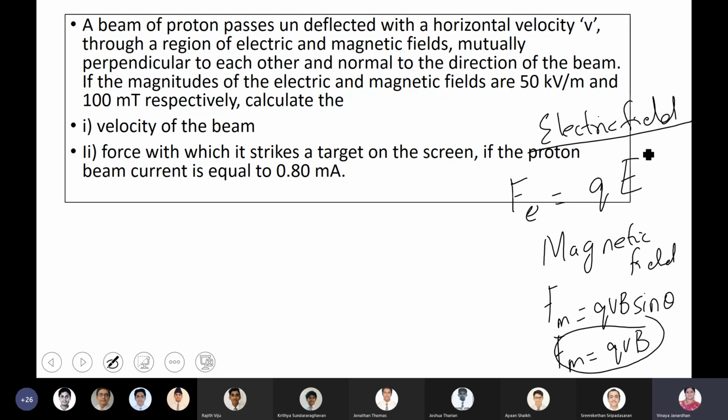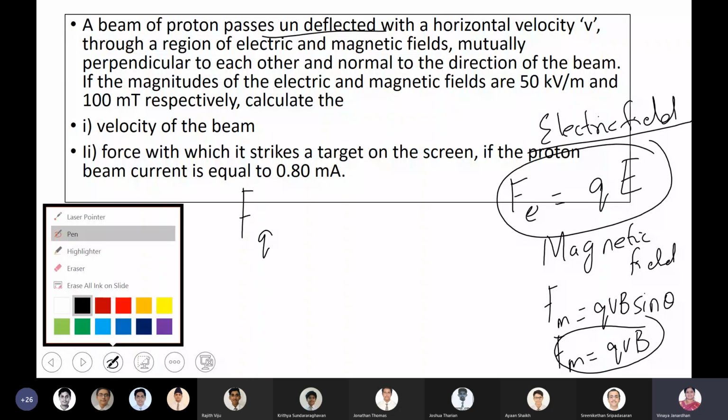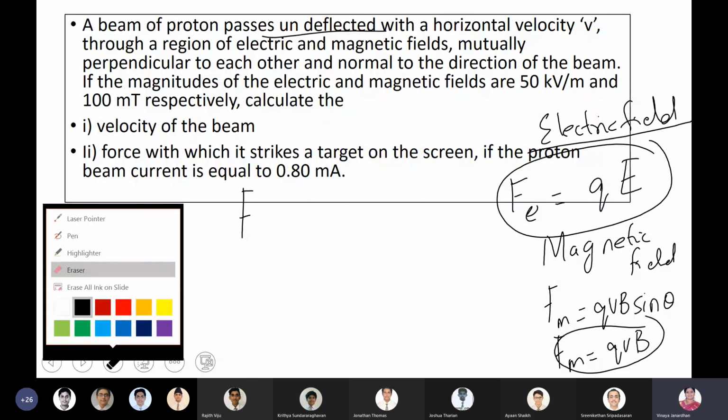Now it is moving in both the fields. Now look at the condition. It goes undeflected. What do you mean by that? Both the forces should be equal in magnitude but opposite in direction. Are you clear, boys? Yes, ma'am. Okay, so FE must be equal to FM.